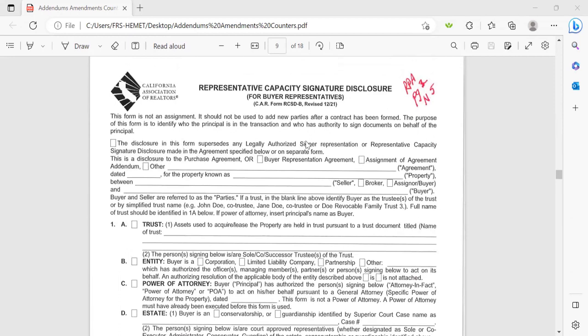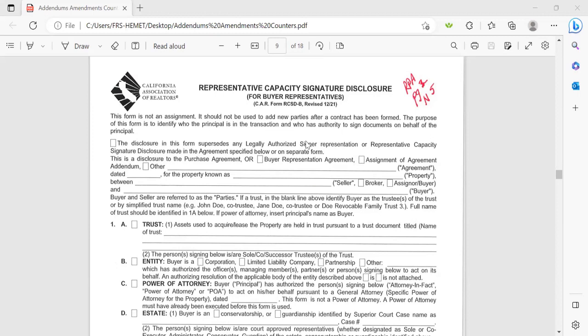Representative capacity disclosure. Okay, this is on page 3 and 5. Anytime we are dealing with a trust or an entity such as a corporation, or a power of attorney, it's like, who am I to be able to sign this agreement? Am I the owner? Am I a successor trustee? Am I the signer as president of a corporation? Am I working as an estate because I was named as a conservator for probate and things?